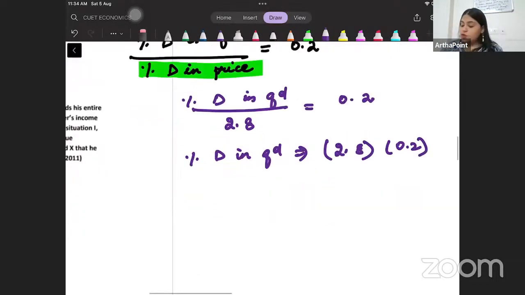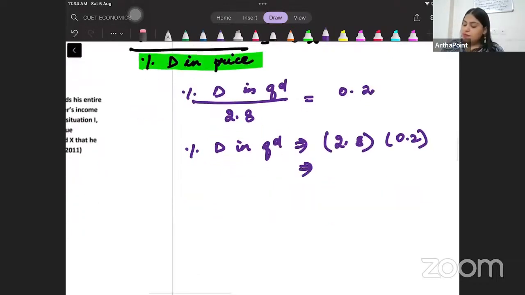Right? So beta, this is going to be 28 into 2, which is 56. Right? This is going to be 0.56. So now what we have done is we have found out the percentage change in quantity demanded when our price changes. Now we want to find out the change in expenditure, right?